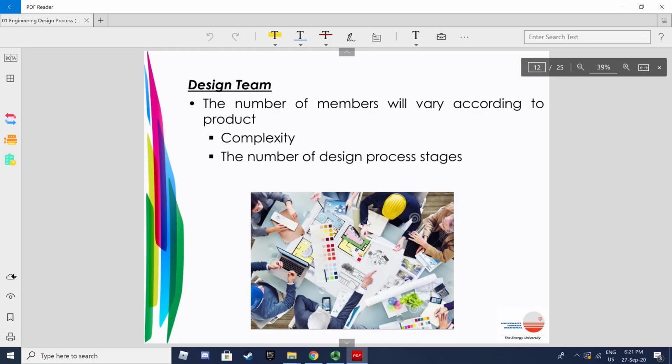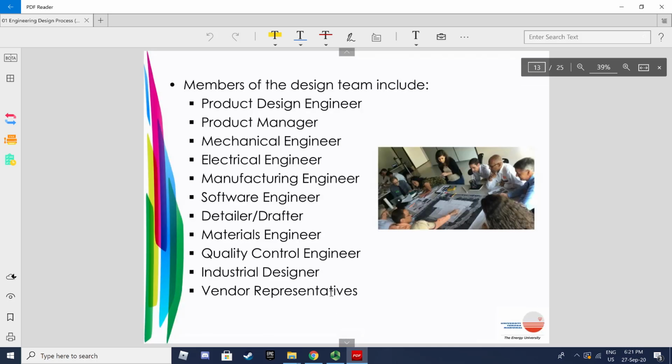The design team can consist of many people, and of course the more complex the project, the more people you need, and it will increase the number of design processes according to the complexity of the project. These are some of the team members you might face if you are involved in a certain engineering design project, where you don't just meet the engineer, but you might meet certain departments like finance, marketing, and so on.